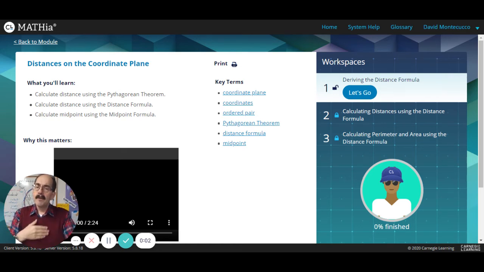Hi everybody, Monty here. So now we're going to derive the distance formula, okay? We've done area, we've done perimeter, and we've done the actual distance, rise over run. So let's see what this means, derive the distance formula. Let's see how difficult this is, okay?